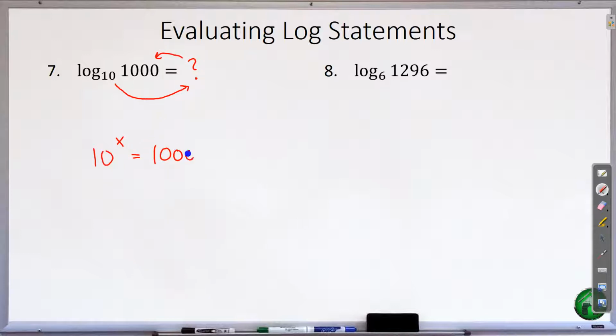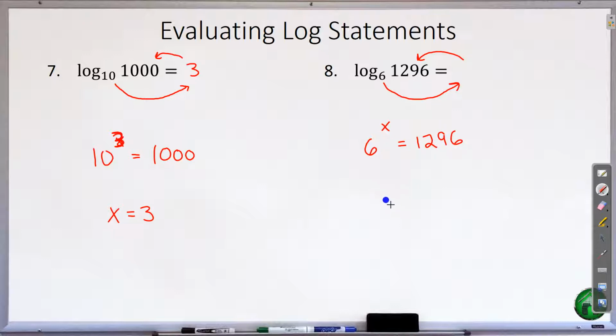And this problem we can do in our heads a little bit. 10 to what power is 1,000? Well, 10 to the power of 3. So that tells me that this log statement has to be equal to 3, because 10 cubed is equal to 1,000. All right, and so now this one, we ask ourselves, 6 to the what power is equal to 1,296?